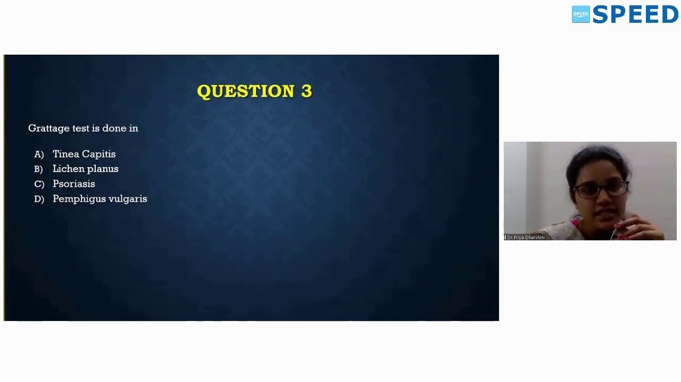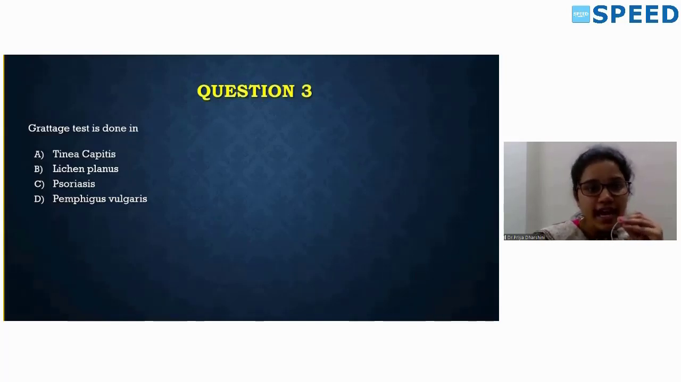And step 3 is, after rupturing Berkeley's membrane, if you continue to scratch it off, in a psoriatic plaque you will see multiple pinpoint bleeding from the lesion. This pinpoint bleeding is due to dermal capillary thinning. This multiple pinpoint bleeding is called Auspitz sign. These are the 3 steps of Grattage test, and the third step is called Auspitz sign.